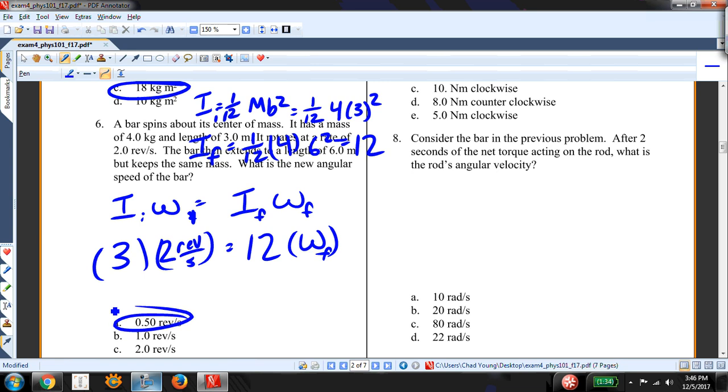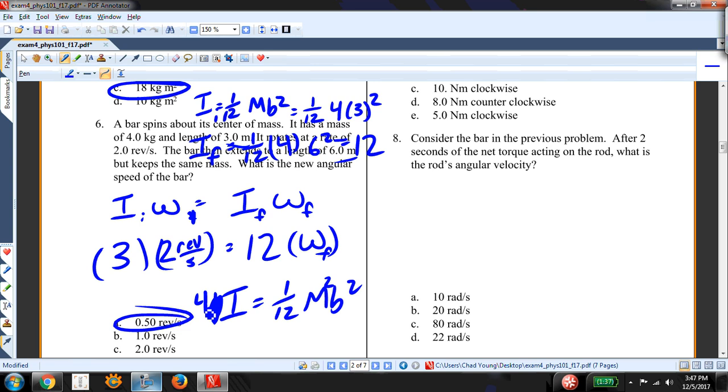So 6 is A. But listen, an easier way to do this is to say, well, gosh, I is 1/12 mb squared. I am increasing my length from 3 to 6 meters, so I'm increasing it by a factor of 2. That means if I increase b by a factor of 2, I increase this, rather, by a factor of 4.